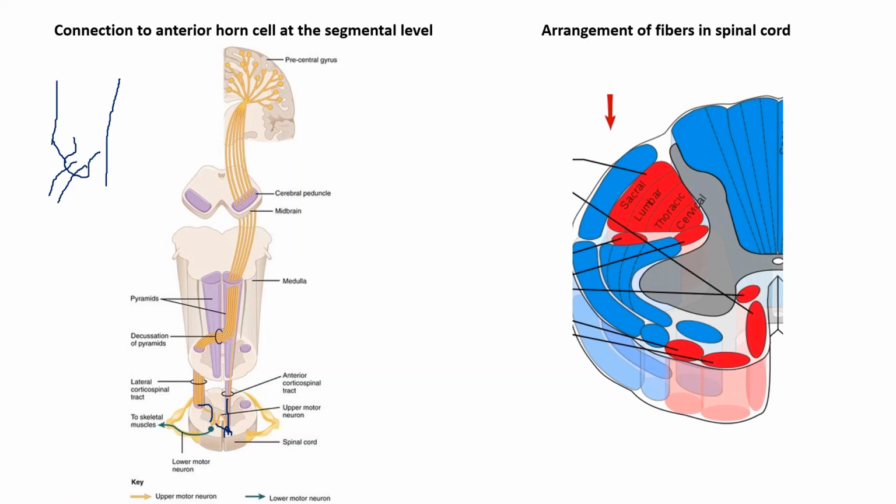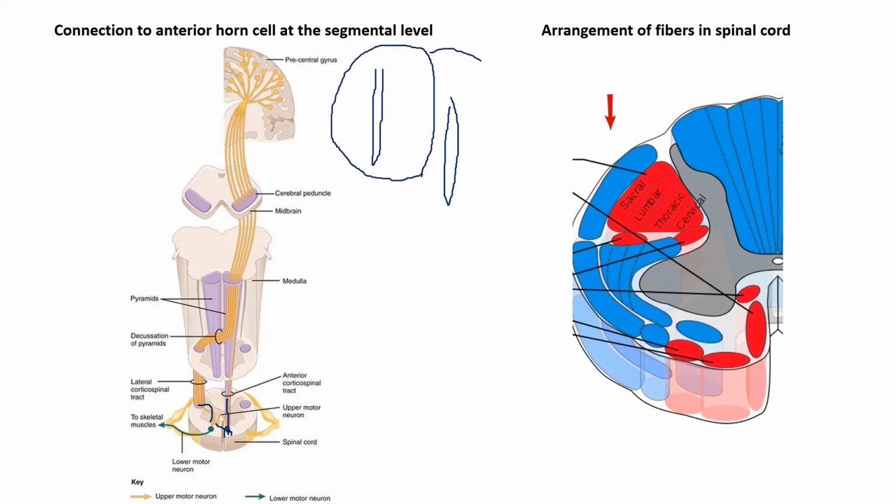Let me just draw it separately and show you in detail. This is again something which is not that clearly described in the literature, but you need to really know that. So here is the lateral corticospinal tract. Let's say here is the anterior corticospinal tract. This is the midline.